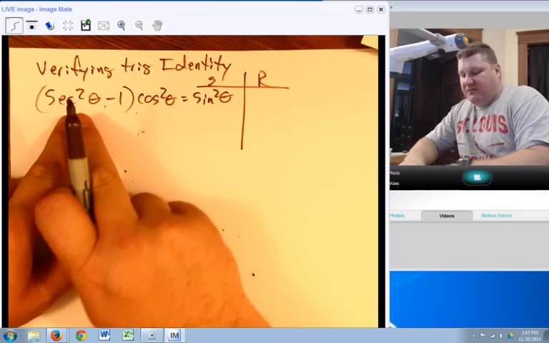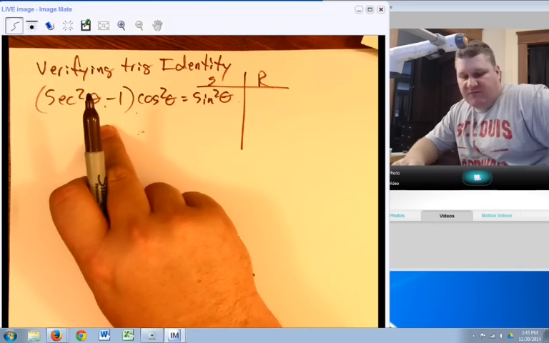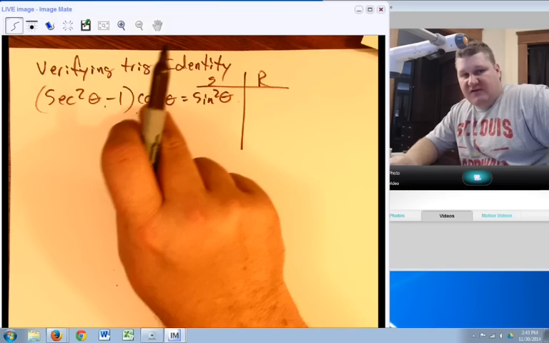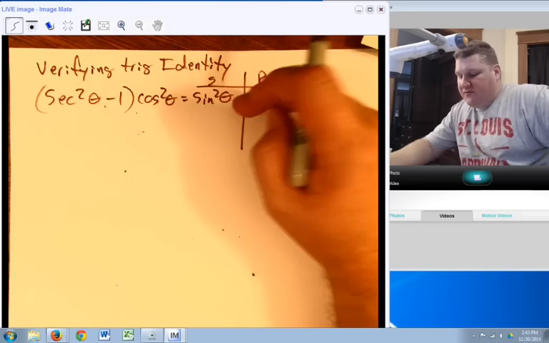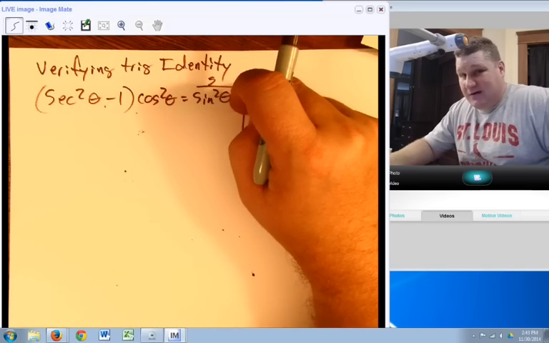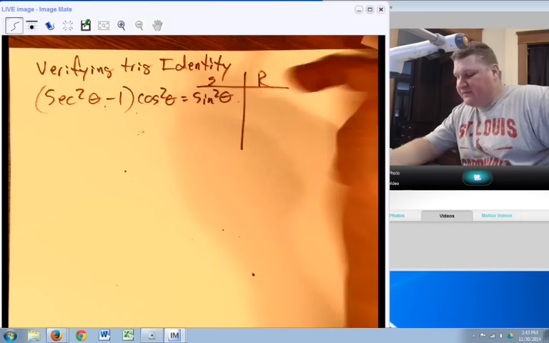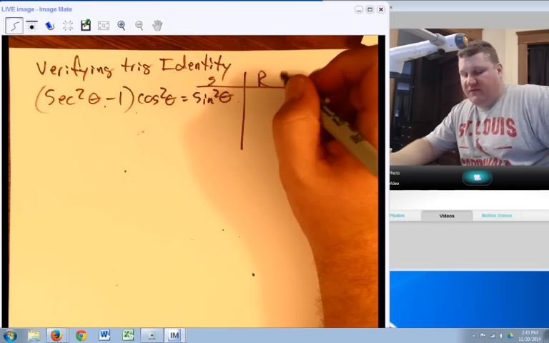The reason I'm starting on this side is it's more complicated, which might seem counterintuitive. But the more you have to work with, the more complication you have to sort out and simplify, the easier it is. Rather than figuring out what's not there and trying to put it back in, it's easier to take what's there and get rid of it. So, with that, let's go ahead and start our first verifying trig identity.